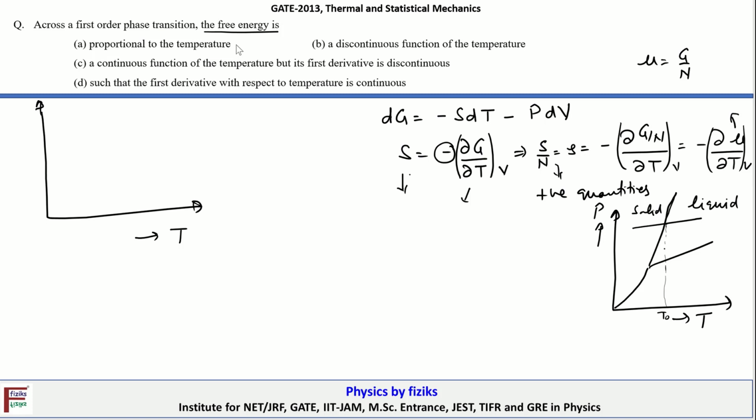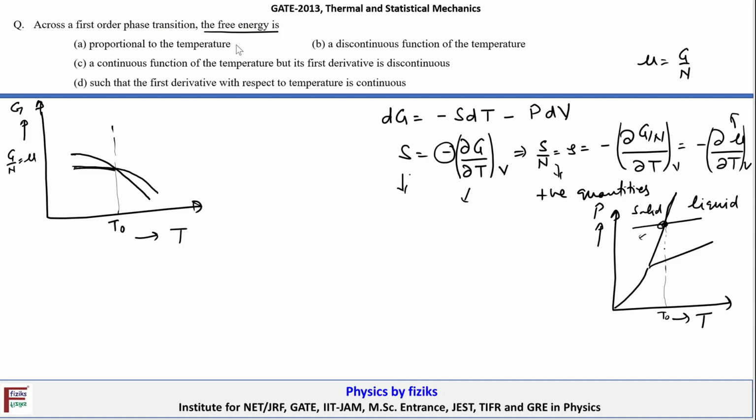So let me draw a line here that corresponds to T equal to T naught. It should be something like this. I'm drawing two lines here, and I will explain in a moment. Both of these curves have a negative slope. You can say G versus T, or G by N, which is equal to mu. For temperature smaller than T naught, below this temperature it's the solid phase that's stable, and above this temperature it's the liquid phase that's more stable.